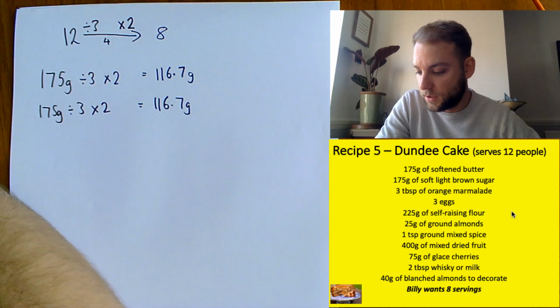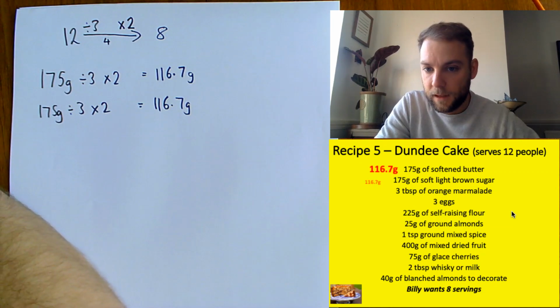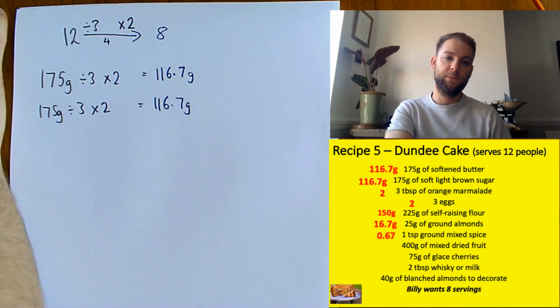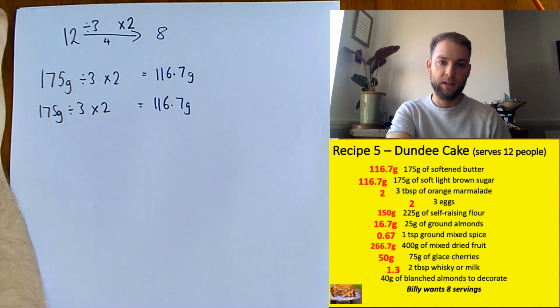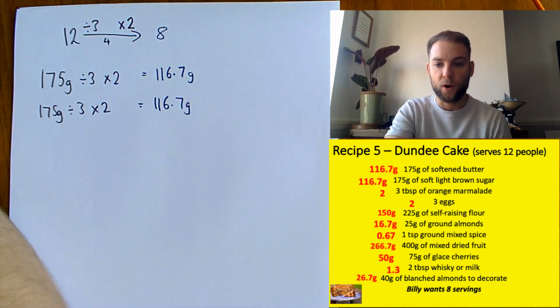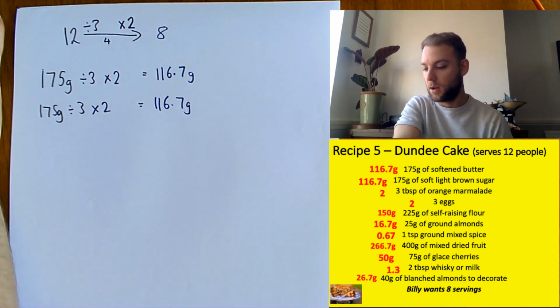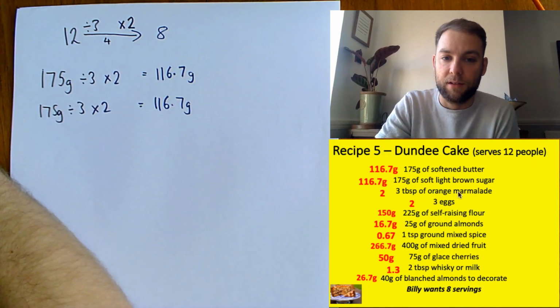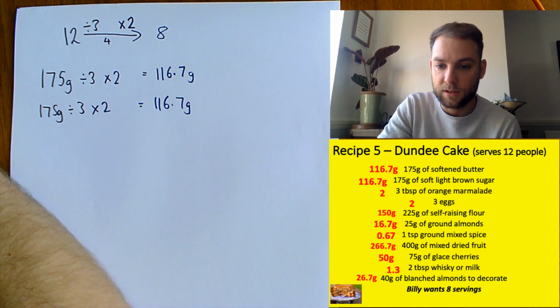3 tablespoons divided by 3 times by 2. Let's get some of these up. So I'm just going to put all the answers up here. The key part is this top part up here. How do I get from 12 to 8? I would suggest getting this one down in your book, because this one's where it gets a little bit trickier.